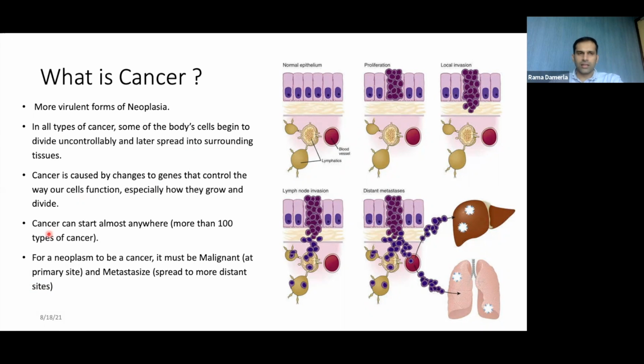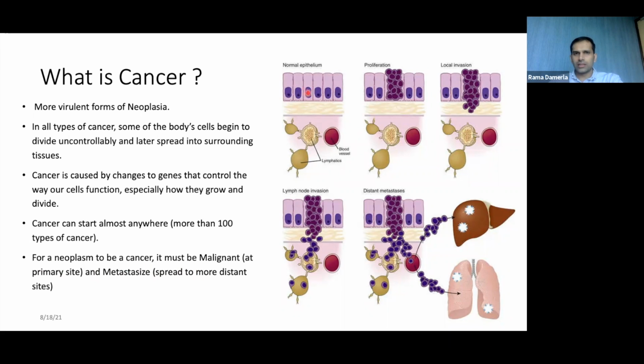And as you all might know somebody in your families or friends who has cancer, cancer can start almost anywhere. There are more than 100 types of cancer in different organ systems, organs or tissues. And for a new growth, or neoplasia, to become a cancer, it must be malignant at the primary site and metastasize, that is, spread to more distant sites.